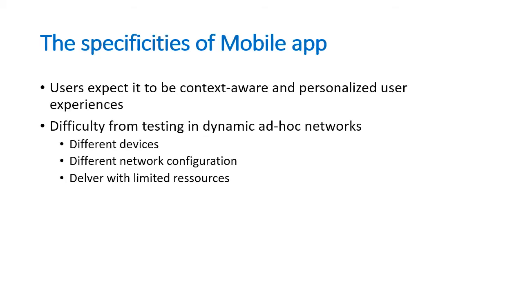What is the specificity of mobile app compared to web app? It is the fact that users expect the mobile app to be very context aware and they want a maximum personalized user experience. This introduces difficulty for testing because we have dynamic ad hoc networks. The mobile app needs to be tailored to the devices, but we have many different devices available on the market now. And then we also have mobile network configurations, which are very different from one another, and we need to deal with limited resources.